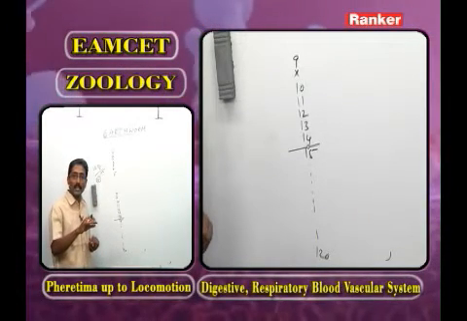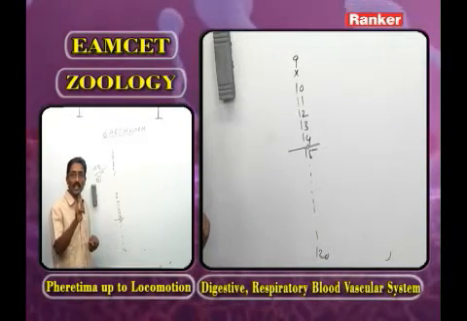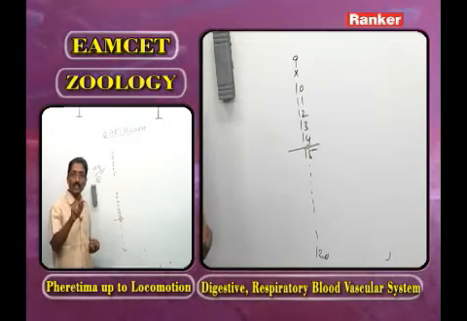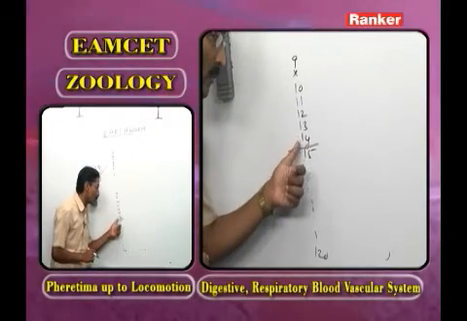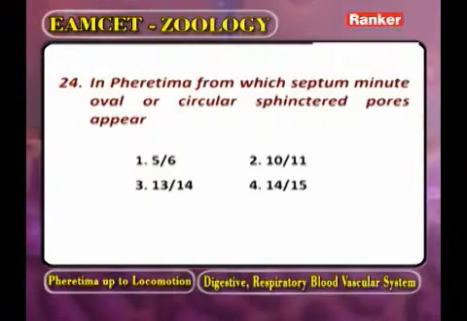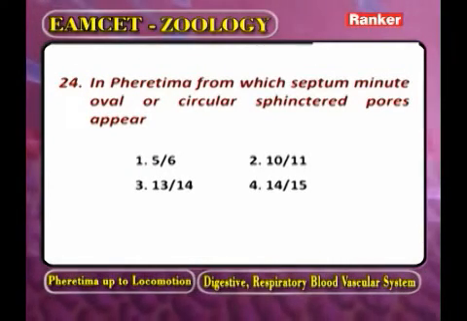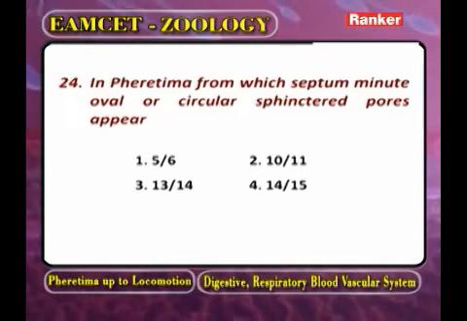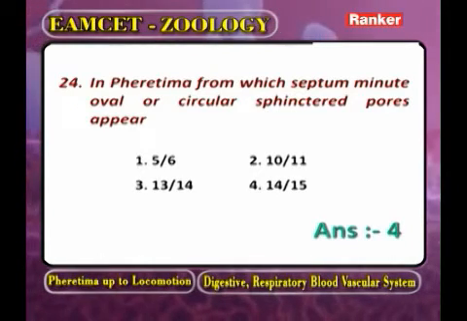What is meant by typical septa? Each typical septum has a septal pore. What is the first typical septum? It is present between 14 and 15. Now observe the options: 5 by 6, 10 by 11, 13 by 14, 14 by 15. What is the correct answer? 14 by 15. Now move on to the next question.